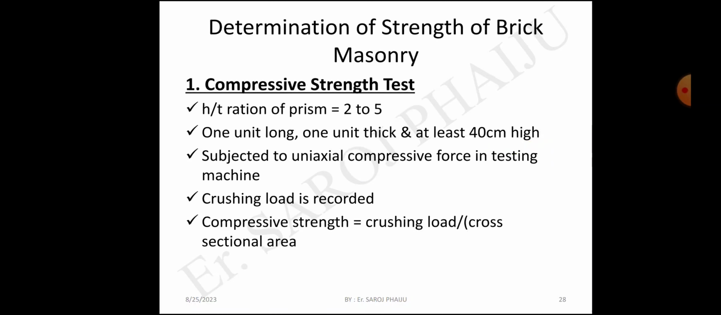Determination of strength of brick masonry. Compressive strength test. Height by thickness ratio of the prism is 2 to 5, 1 unit long, 1 unit thick and at least 40 cm high. It is subjected to uniaxial compressive force in the testing machine. The crushing load is recorded. Compressive strength is the crushing load divided by the cross sectional area.